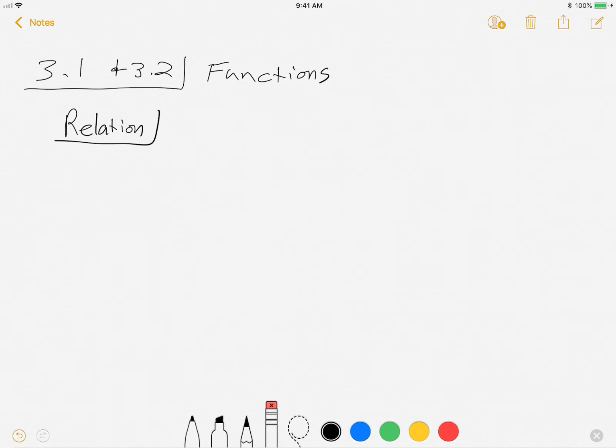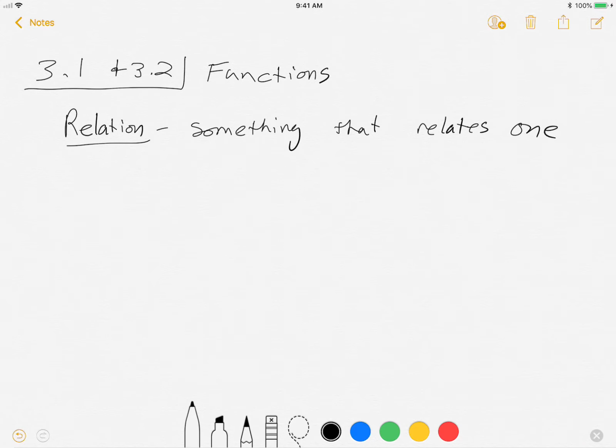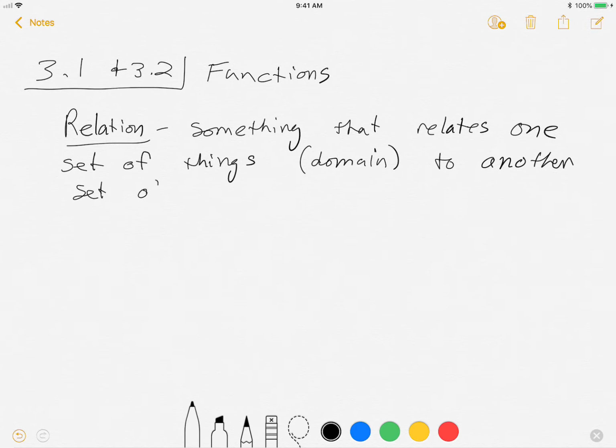A relation is something that relates one set of things, call that the domain, to another set of things. We'll call that the range. Okay? A function is a special type of relation.